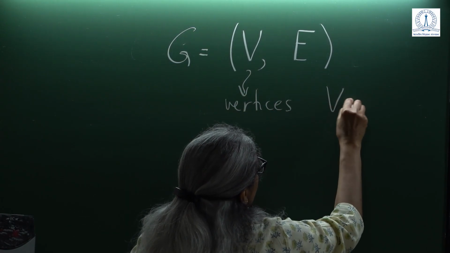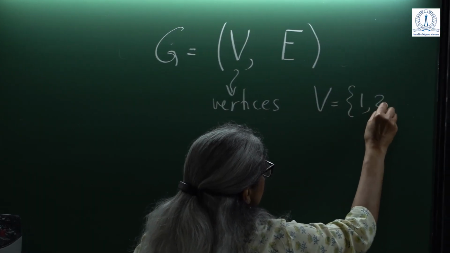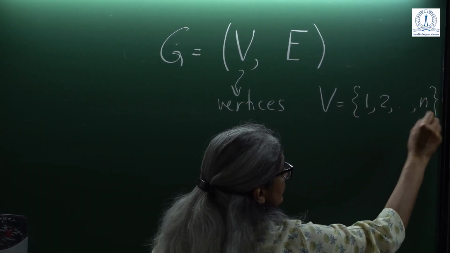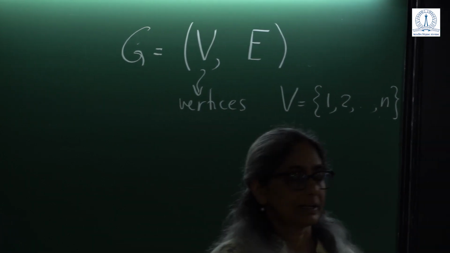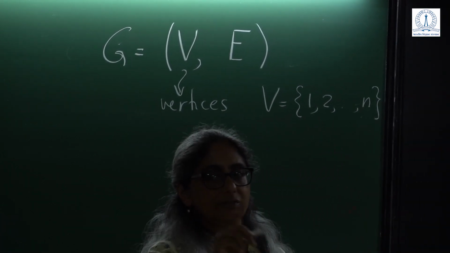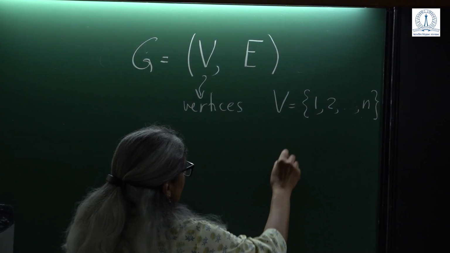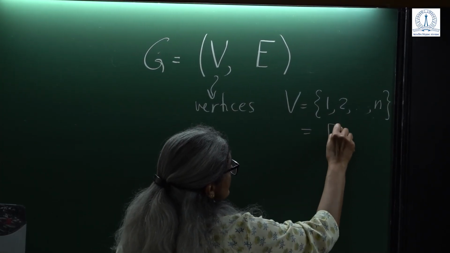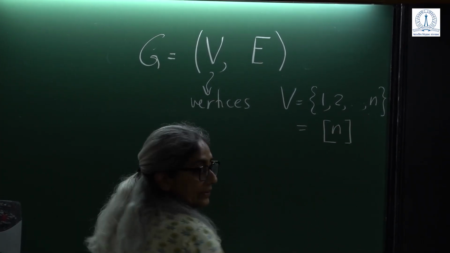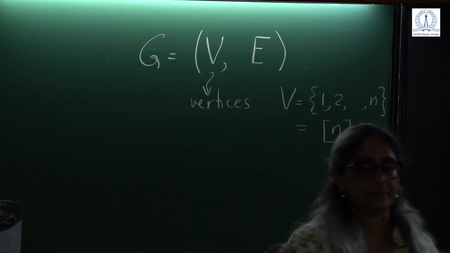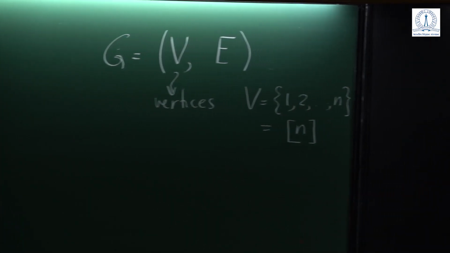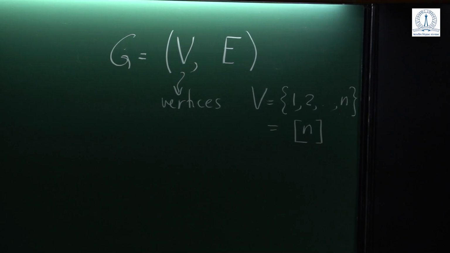And typically, I'm going to assume that the vertex set is just 1, 2, 3 up to n, okay? So we're going to label it like that. Occasionally, we might call it V1, V2, and so on. And in combinatorics language, this is usually written like this, okay? So the set 1, 2, 3 up to n is just square bracket n, okay? So sometimes I will write that.